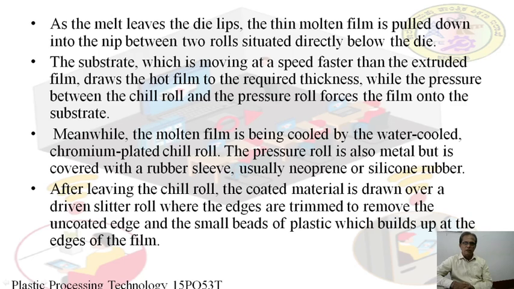The pressure roll is also metal but is covered with rubber sleeves, usually neoprene or silicone rubber. After leaving the chill roll, the coated material is drawn over a driven slitter roll where the edges are trimmed to remove the uncoated edge and small beads of plastic which build up at the edge of the film.